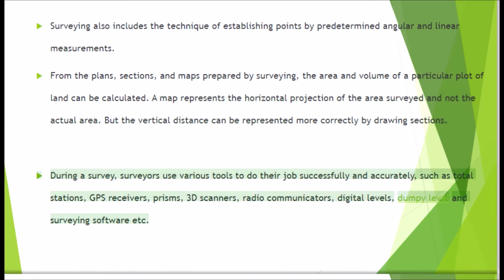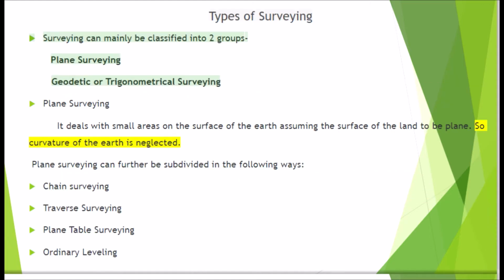During a survey, surveyors use various tools to do their job successfully and accurately, such as total stations, GPS receivers, prisms, 3D scanners, radio communicators, digital levels, dumpy level and surveying software, etc. Surveying can mainly be classified into two groups: plane surveying, and geodetic or trigonometrical surveying.